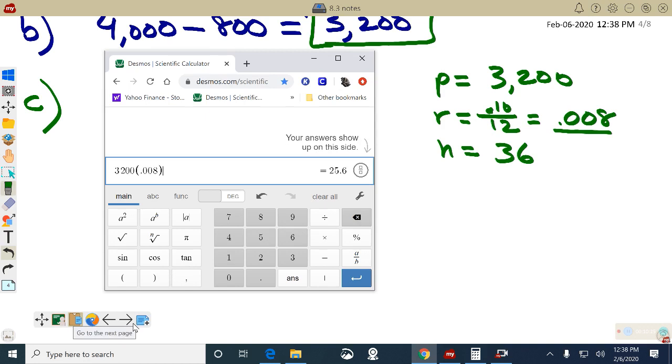We're good. 1 plus R. That's going to be 1 plus 0.008. Close that parenthesis. Okay. And now it says to the nth power. That's going to be for us 36 months. So 36. So how do you get to the power button? Well, it's right here. The A to the B power button. Hit that, and it allows you to put in any exponent you wish. So I'm going to put to the 36th power.